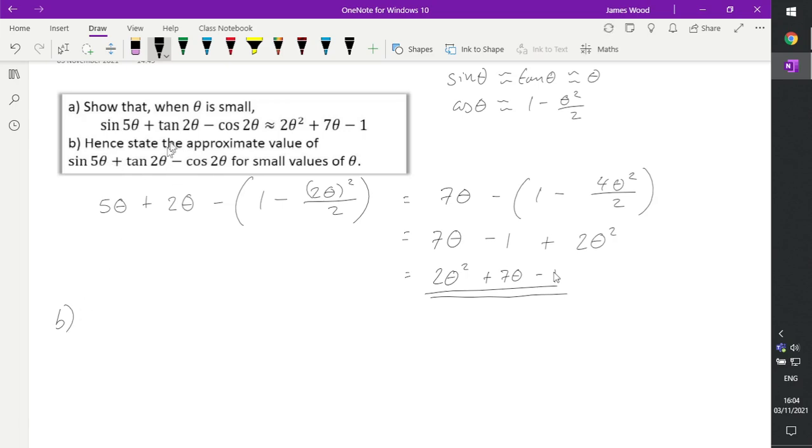In part B, hence state the approximate value of this for small values of θ. Well, this is the same expression as we had before. So we want to think about what happens to this expression when θ is really small. Basically what we want to find is the limit as θ tends to 0 of 2θ² + 7θ − 1. As θ becomes really, really small, this is basically going to just become −1. Simple as that.